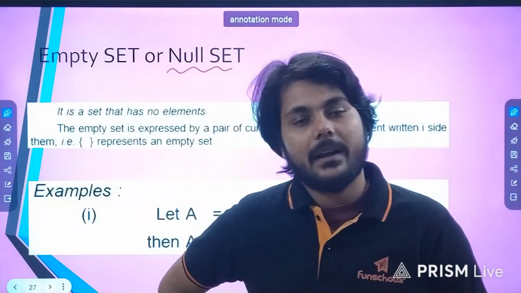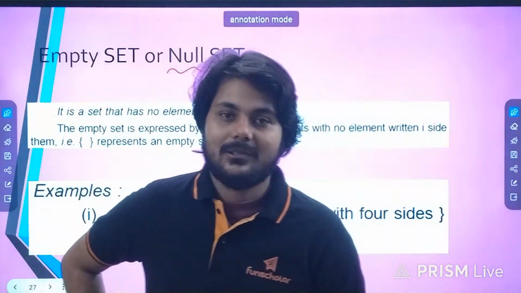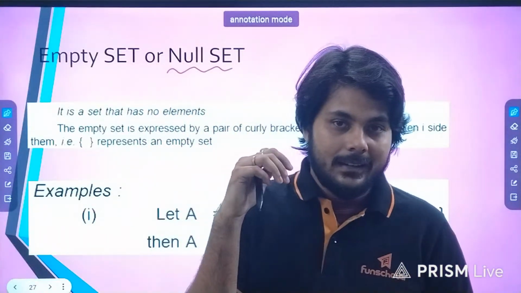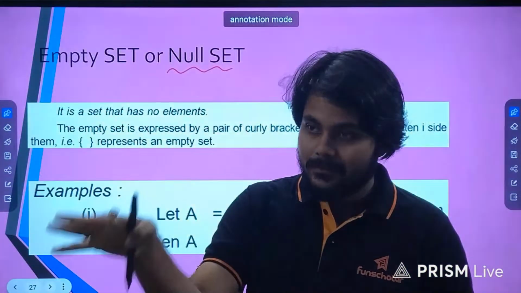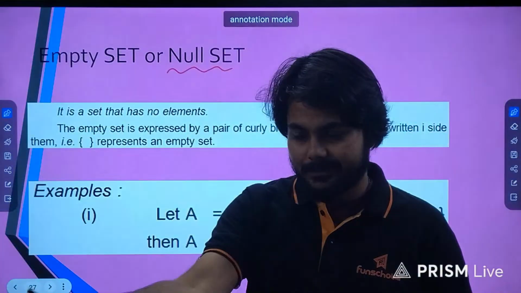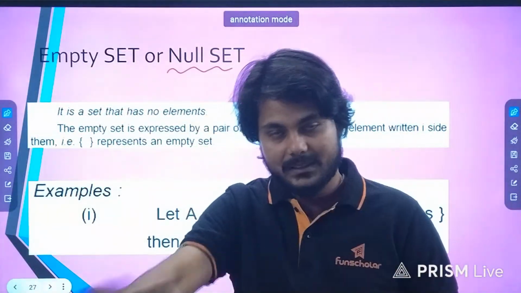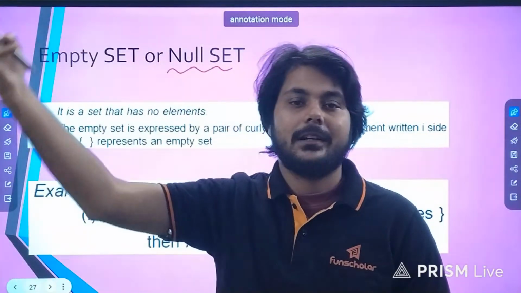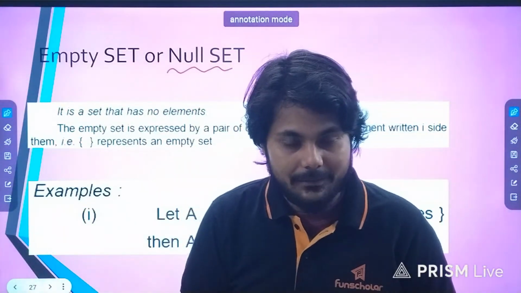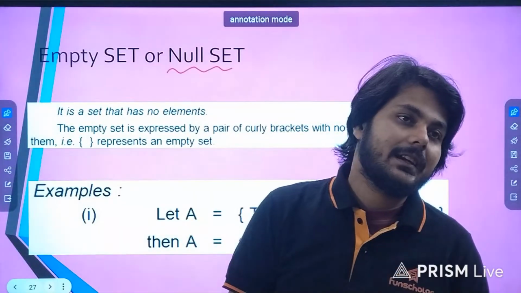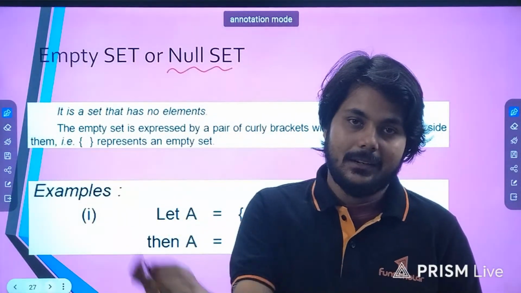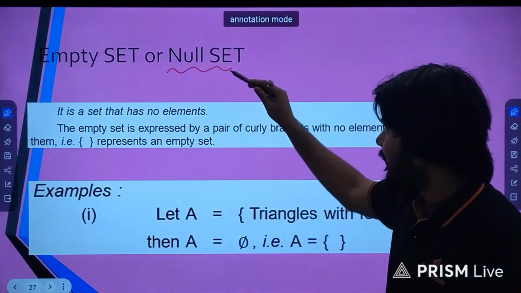A square with five sides. Is there any square possible? Is there any square that exists in the total universe that has five sides? You will say no. So a square with five sides will indicate a null set.